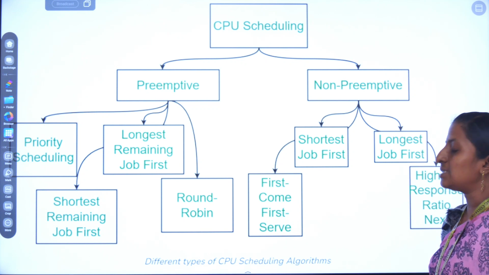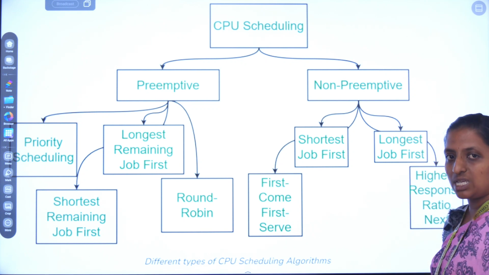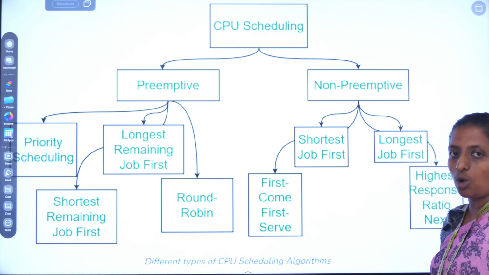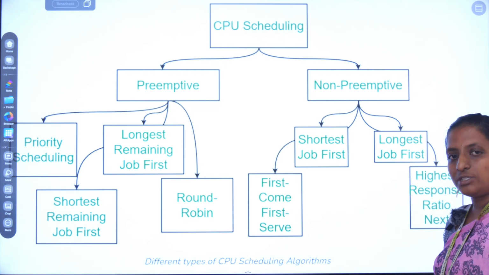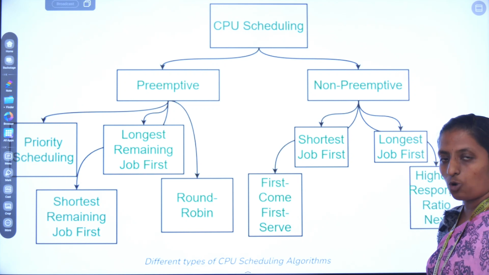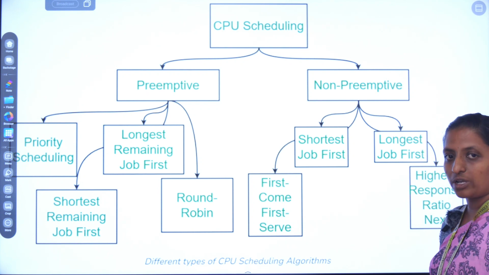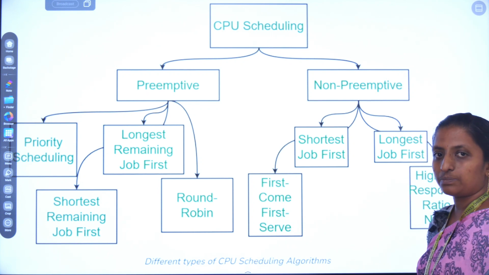So in today's class we are going to see about SJF and round robin. What is SJF? Shortest job first scheduling. And what is round robin algorithm? It can be called RR algorithm or round robin algorithm. So in today's class we are going to solve problems on SJF algorithm and round robin algorithm.